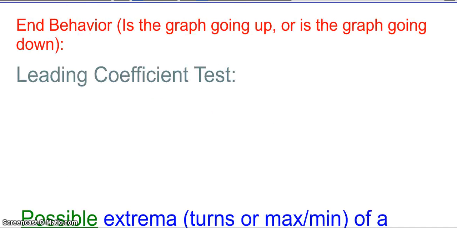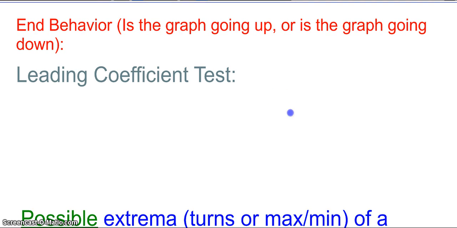Okay, now we're going to talk a little bit more about polynomials. So we want to be able to identify some things about polynomials just from the function. So one thing we want to be able to identify is end behavior. What that's saying is what's happening in the graph as it goes to the extreme left or to the extreme right. Is it going up or down? So to do that, we have what we call the leading coefficient test.